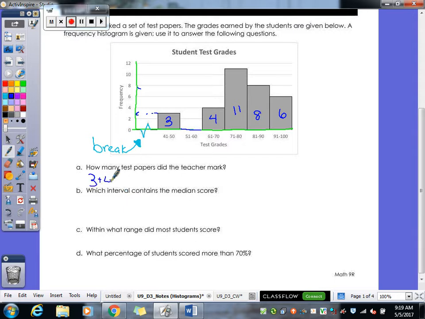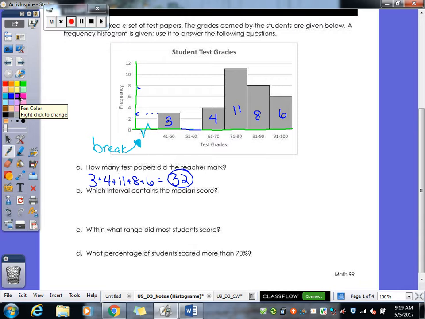So to figure out how many test papers she graded, we have to add them all up. Oh, I thought you said 34. So she graded 32 papers.